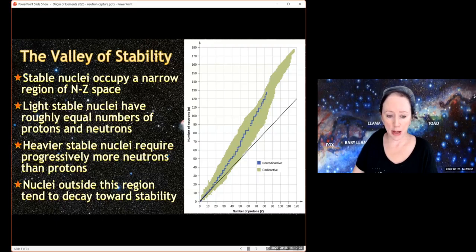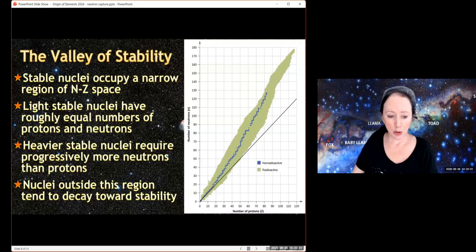So as we move towards heavier nuclei, the valley of stability bends away from the simple one-to-one relationship between neutrons and protons. Now, nuclei can also exist outside this valley, that's the green area, but they're unstable. If a nucleus has too many neutrons, beta decay can move it back towards stability by converting a neutron to a proton. And that's exactly the process we've been talking about.